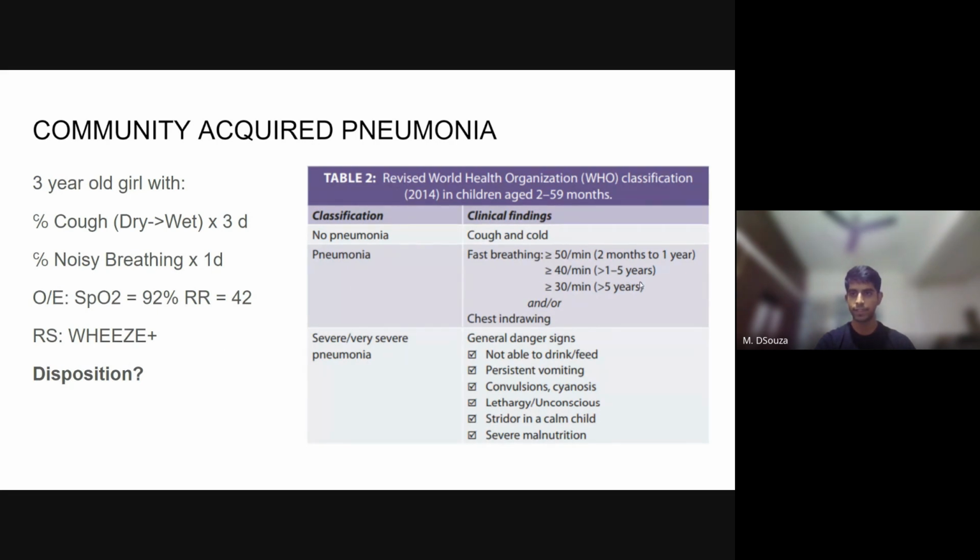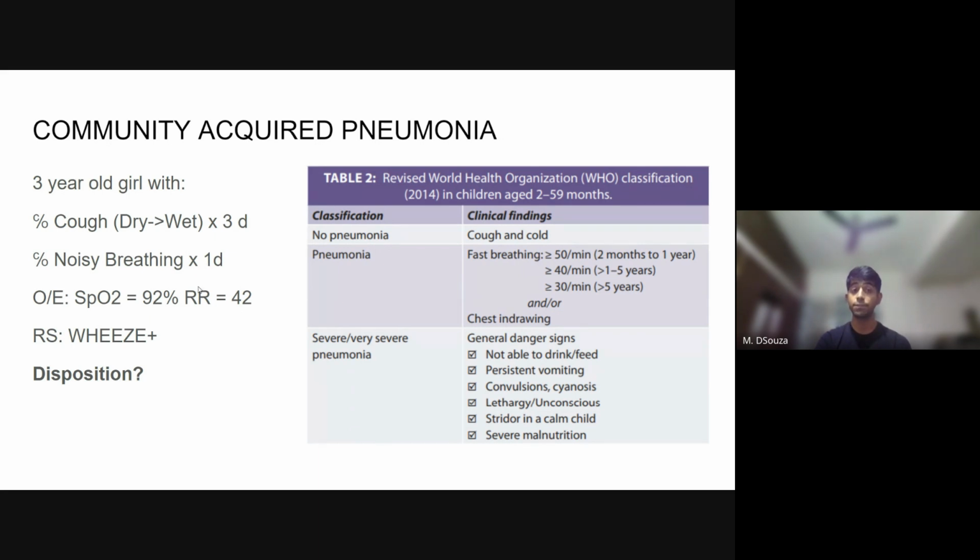Again, we put the slide over here so you sort of have an idea as to what that would entail. Is the 42 a normal respiratory rate for a 3-year-old girl? Okay, so it would be something that is considered as tachypnic in this age group.